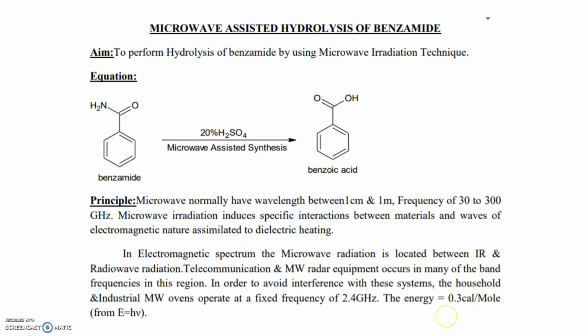My friend, you also know that in the electromagnetic spectrum, the microwave radiation is located between IR and radio wave radiation. Telecommunication and microwave radar equipment occur in many of the band frequencies in these regions. In order to avoid interference with these systems, household and industrial microwave ovens operate at a fixed frequency of 2.4 GHz. The energy is 0.3 calorie per mole, meaning from E equals h nu, you have to calculate the energy.